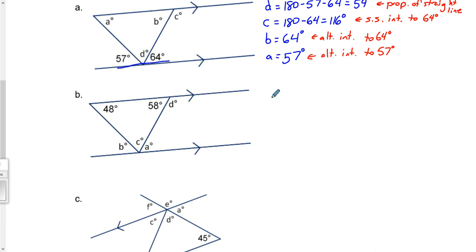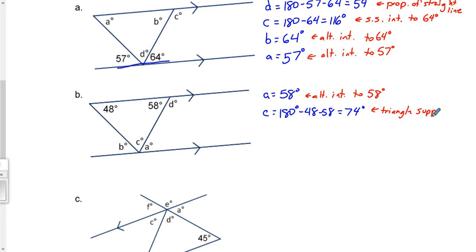Next one, we can have some more fun. Let's see, I'll start with A. Well, A is going to be 58. Why is it going to be 58? For some reason, I really like alternate interior angles. See, I could use C next. Well, in order to calculate C, I have to take 180, subtract 48, subtract 58, to give me 74. Well, why am I using that? It's a triangle supplementary property. A triangle adds up to be 180.